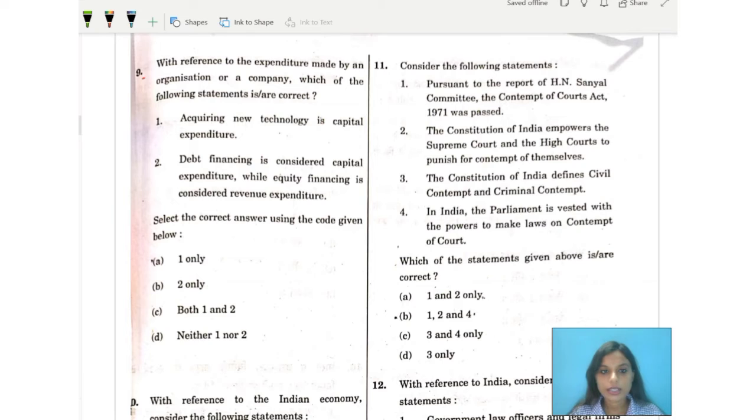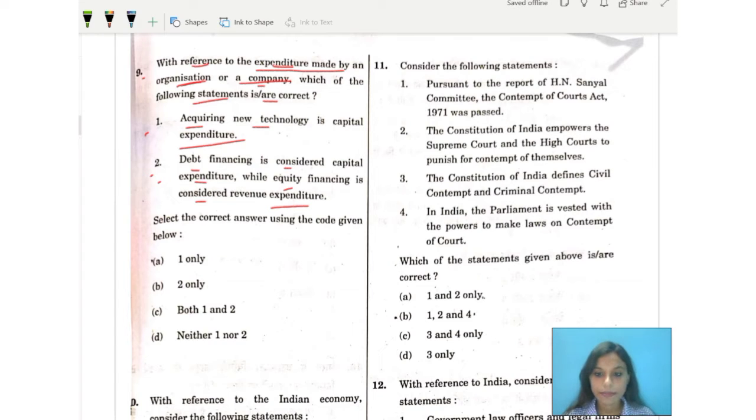Question number 9 says, with reference to the expenditure made by an organization or a company, which of the following statements is or are correct? Let's go through the statements provided. We need to talk about expenditure made by an organization or a company. Okay, just remember that. Number 1 is saying acquiring new technology is capital expenditure. Number 2 says debt financing is considered capital expenditure, while equity financing is considered revenue expenditure.